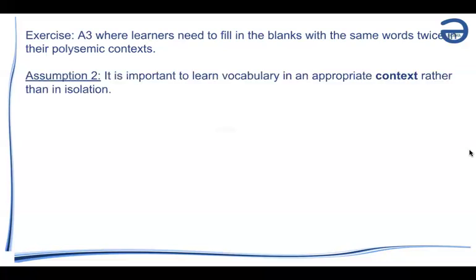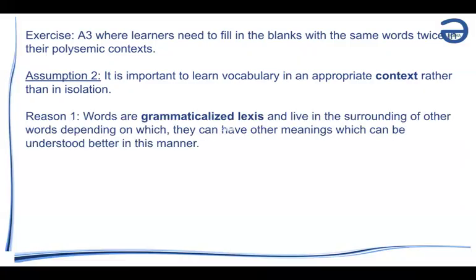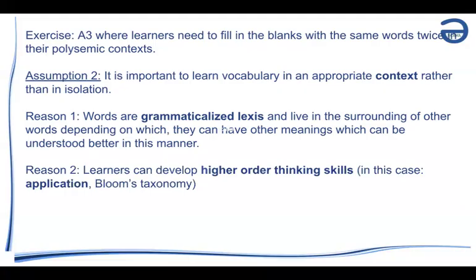Now, the second one, again, this is an assumption. You can see that all of the exercises are already linked. So assumption here is it is important to learn vocabulary in an appropriate context, but not in isolation. So this is a good one. I think it comes from Lewis, grammaticalized lexis as opposed to lexicalized grammar. And then we have this one here. It can develop higher order thinking skills, in this case, application, which is the 3rd level in Bloom's taxonomy. Then we go to the next one.